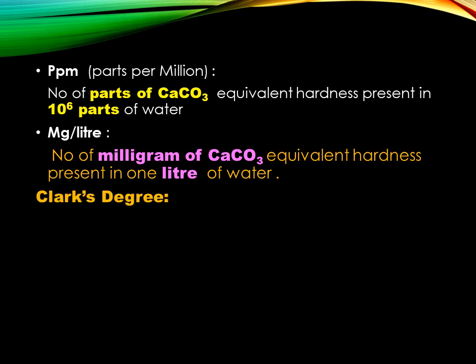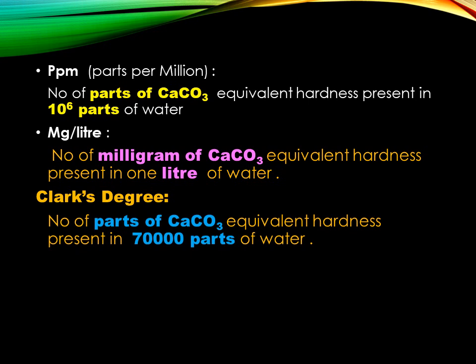The third unit is Clark's degree, which is denoted by Cl degree. The number of parts of CaCO3 equivalent hardness present in 70,000 parts of water. The number of parts of calcium carbonate equivalent present in 70,000 parts of water is called Clark's degree. Now if there are 581 parts in 70,000 parts of water, then we can say 581 Clark's degree.